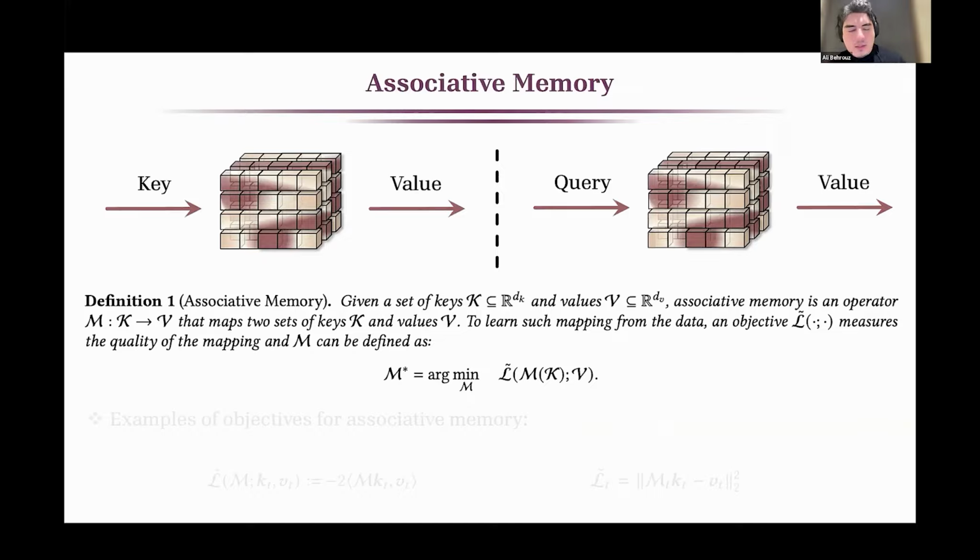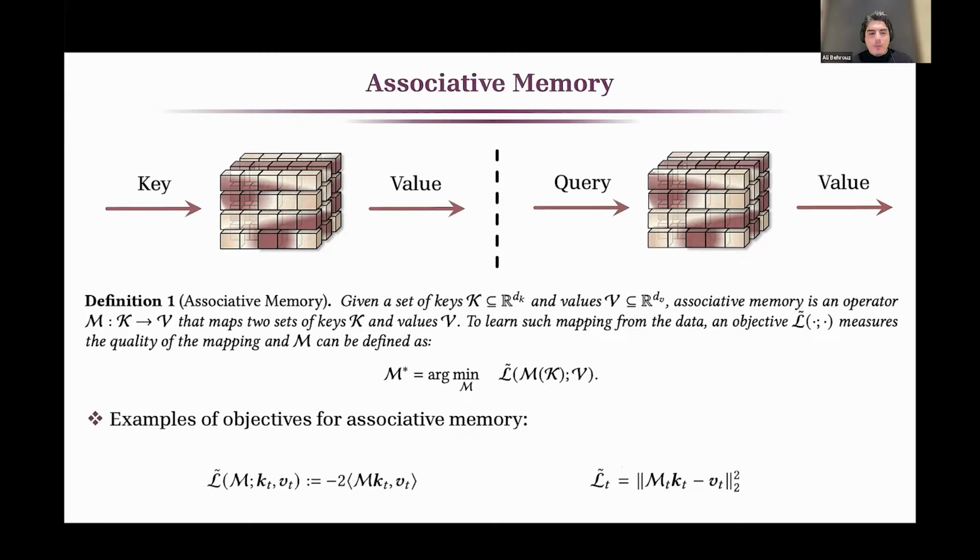And let's assume that it's like L, and the mapping that we want to learn is component M. So generally we can say that associative memory is the solution to this optimization problem that is trying to minimize the measurement of the quality of mapping. So basically if we have a perfect memory, this objective should be zero. And so we are trying to learn that mapping from the data.